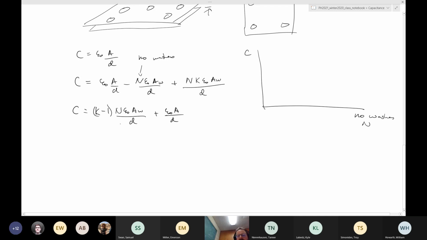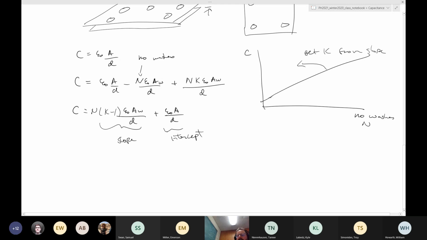And you can see that this looks like a line, where the number of washers is N. So actually, let me just switch this around here. So this would give you the slope, and this is the intercept. And so you get a line, and from the slope of that line you can extract K. And from the intercept, you can get epsilon naught.